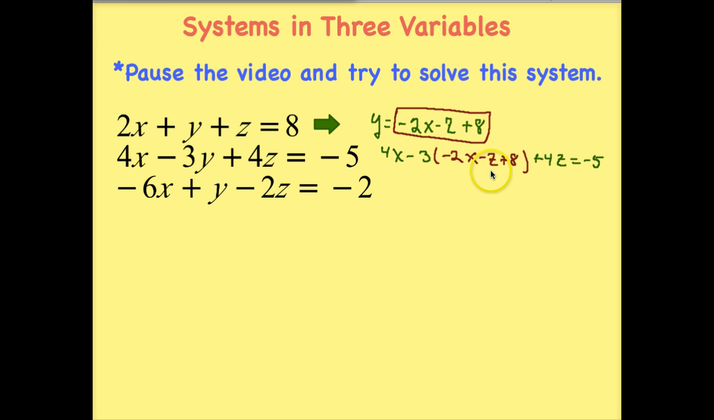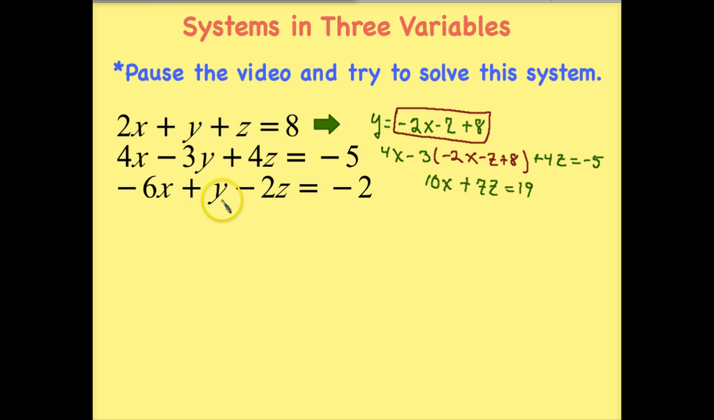Now that I've substituted, all I have to do is distribute the negative 3 and then simplify. If I do all that and simplify, this simplifies down to 10x plus 7z equals 19. Now I don't have this equation solved for x or for z, but I'm down to two variables. So let's think about what I could do next.